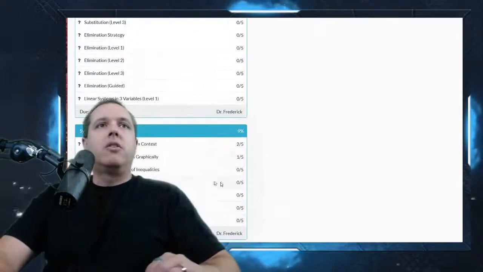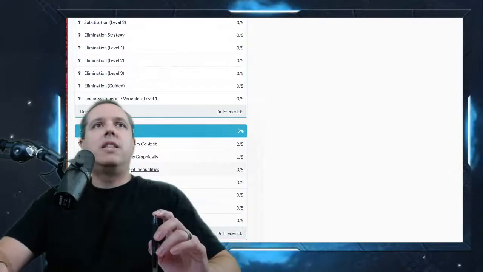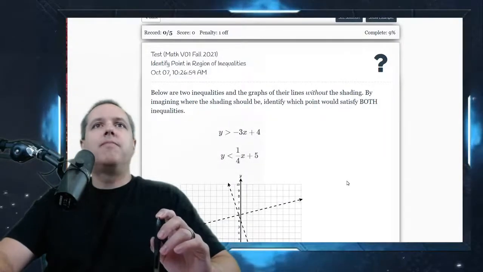I'll pick a good size here. Okay, so we do that. Identify point in region of inequalities. We just kind of did that, right? Let me double check what these look like.